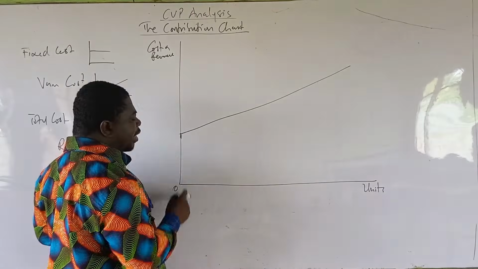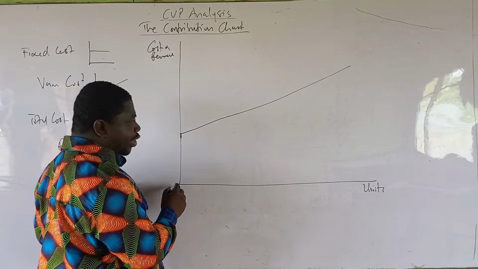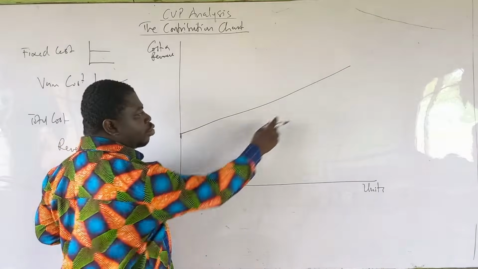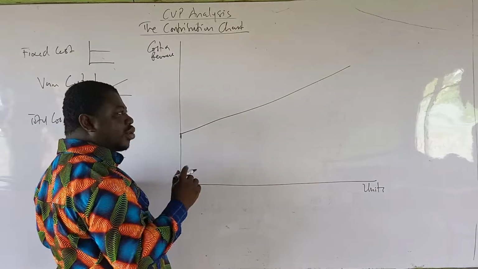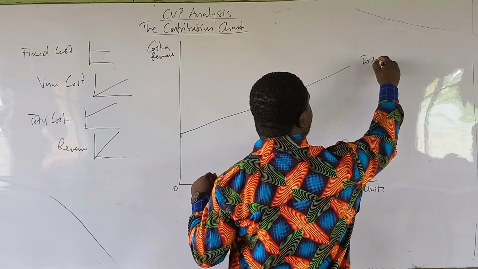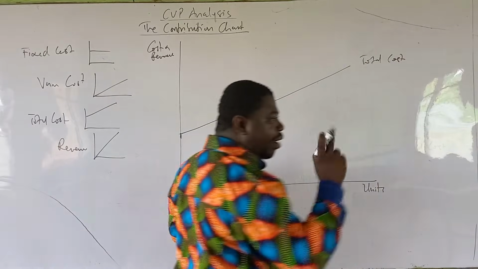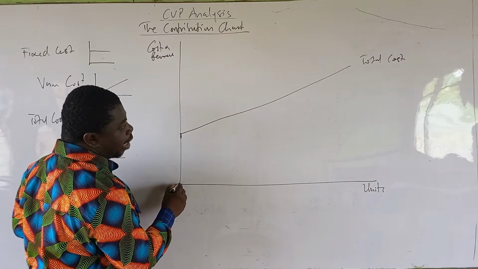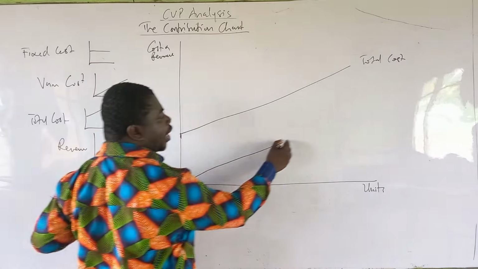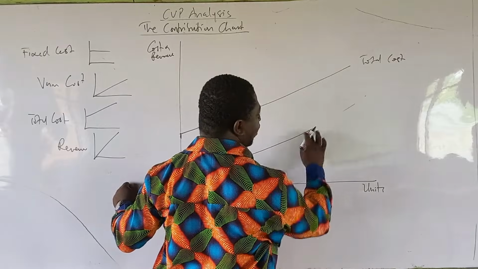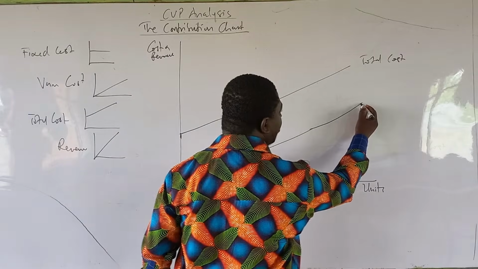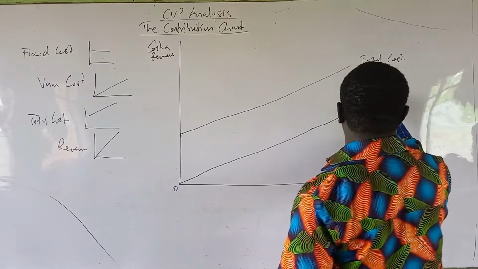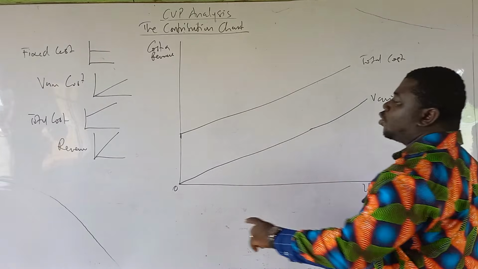Now, the variable cost line begins from the origin and must be parallel to the total cost line. I repeat, the variable cost line must be parallel to the total cost line. I may not be too accurate with a freehand sketch, but something like this. You show that parallel nature of it. So variable cost, something like this.